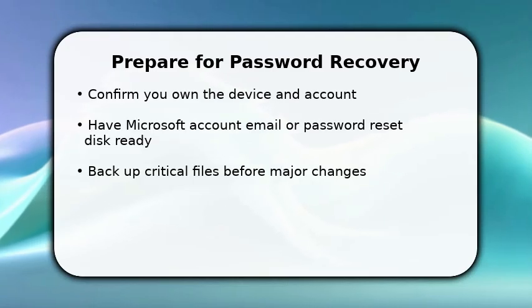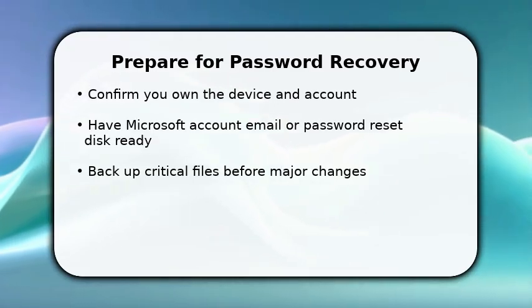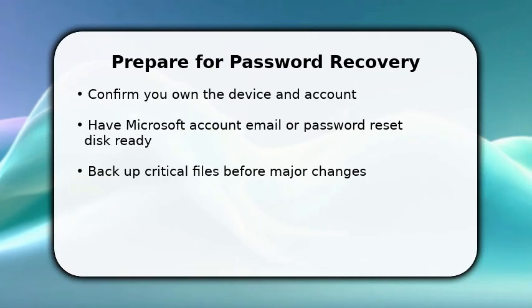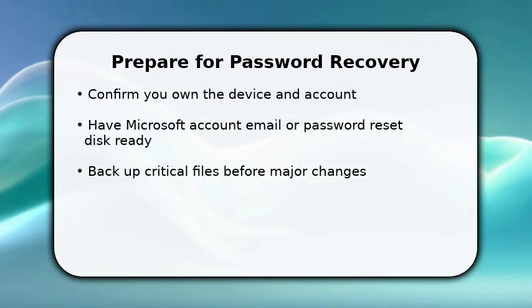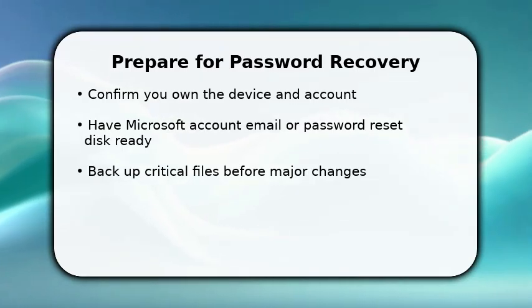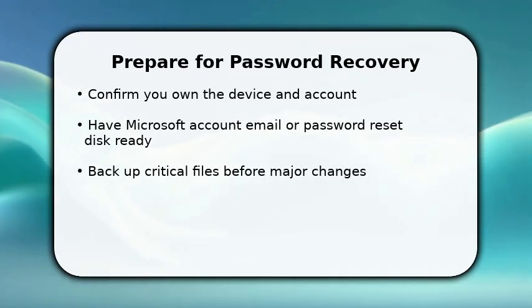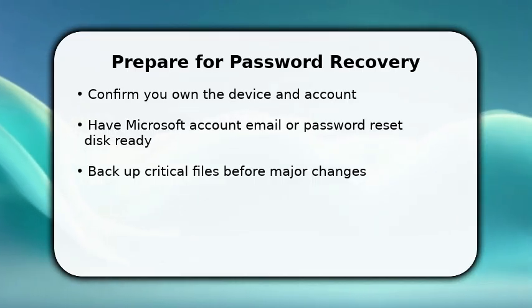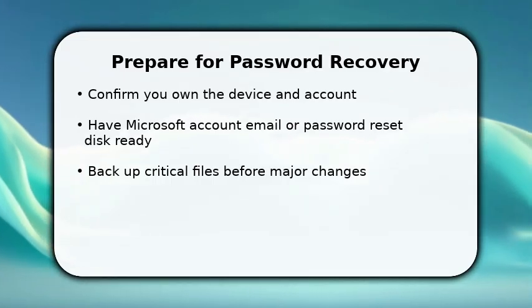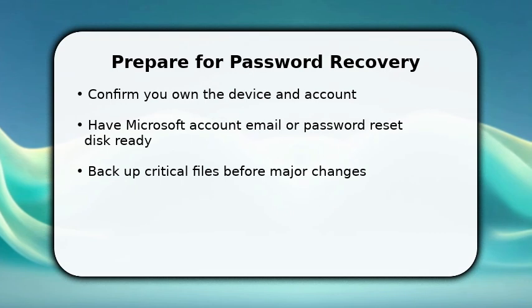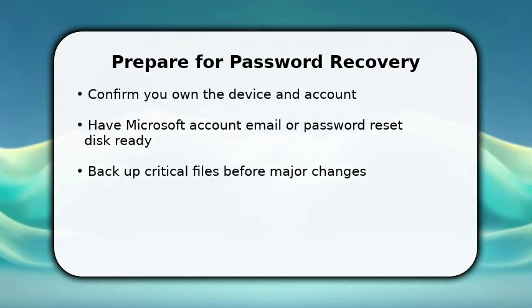You start by confirming you have legitimate ownership of the PC and the account in question. This is essential. Once done, gather recovery materials such as your Microsoft account email, phone, or a previously created password reset disk, and make sure you have access to another working device for research and downloads. If possible, back up important data to external storage to prevent loss. These preliminaries protect your files and keep the process legal and reversible.